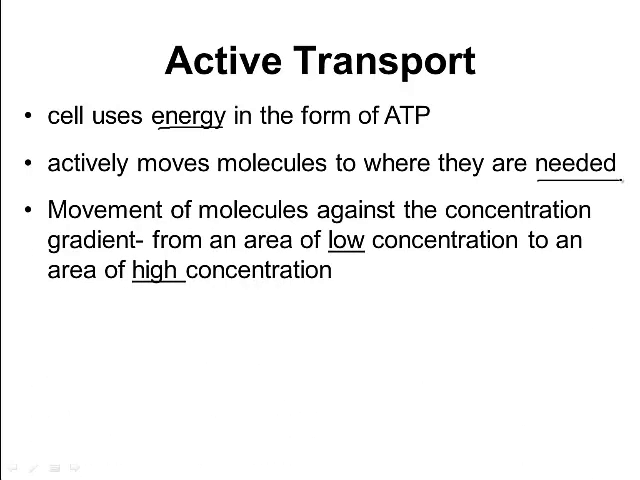So basically, when we talk about active transport, what we're saying is that our molecules are going to move against the concentration gradient. What that means is they're going to go from where there's a low concentration to where there's a high concentration. Again, the molecules don't want to do that. They don't want to go to where there's more of them, but sometimes we need that to happen. And so that's what happens with active transport. So we're going low to high in this case.